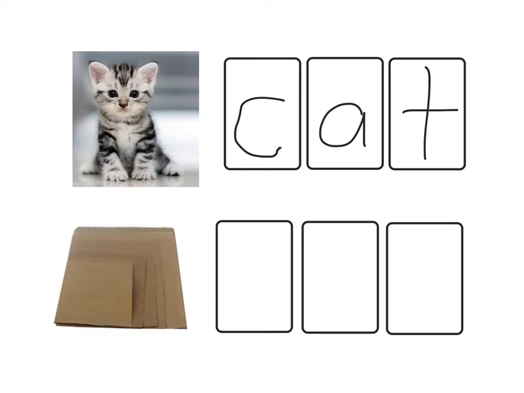Now I want to write the word flat. There are 3 sounds in the word flat. I'm going to write them into my sound box. The first sound is fl, fl. That's the blend FL. Flat. The next sound is E, and the last sound is T. There are 3 sounds in the word flat. Fl, E, T.